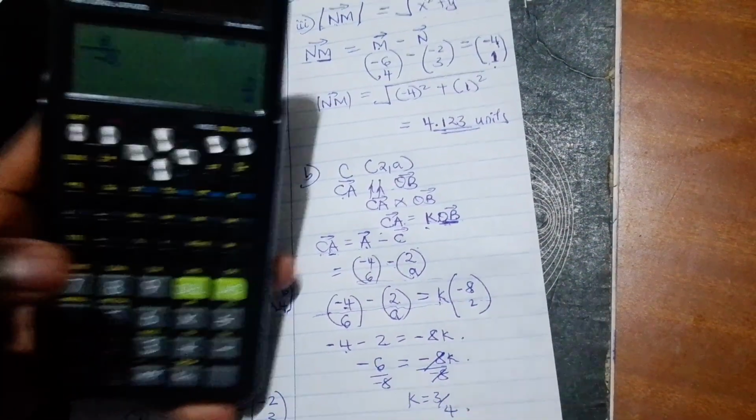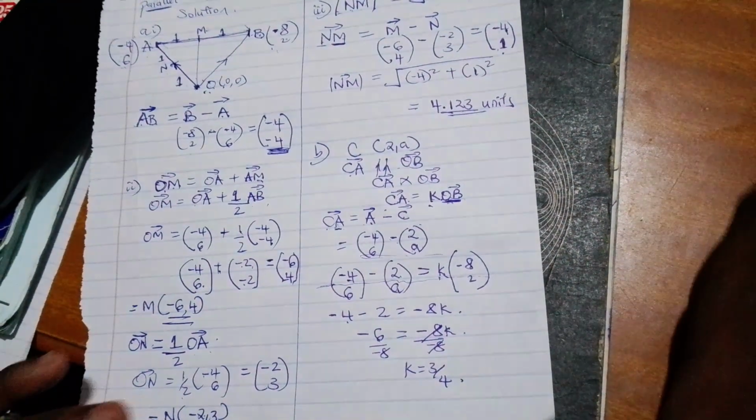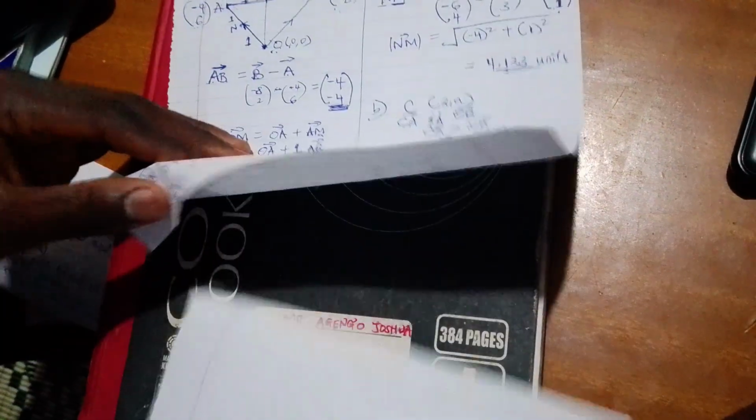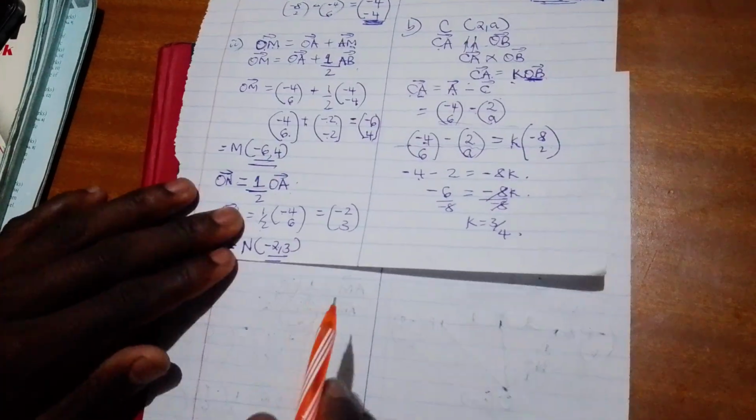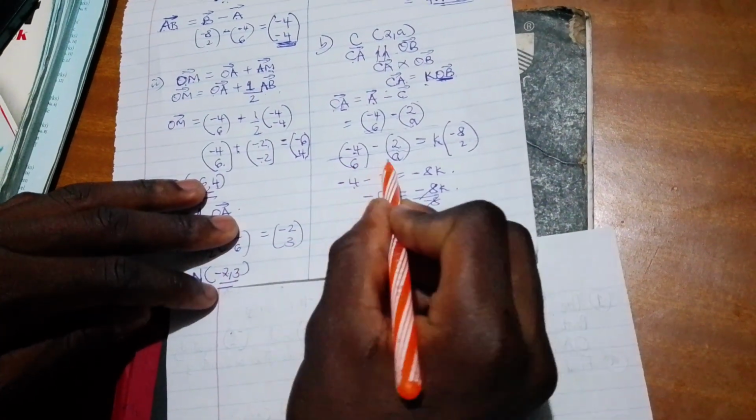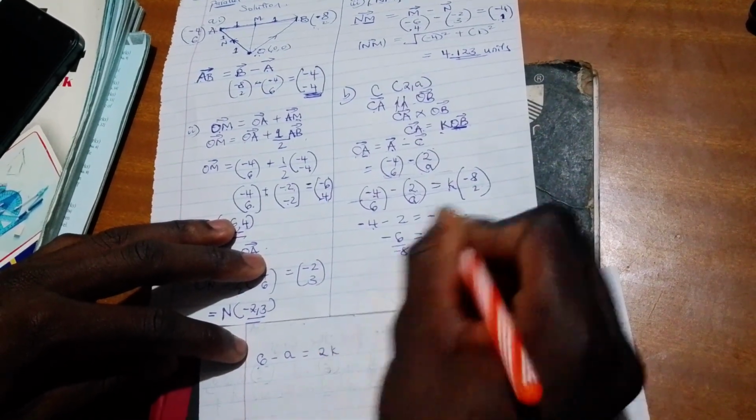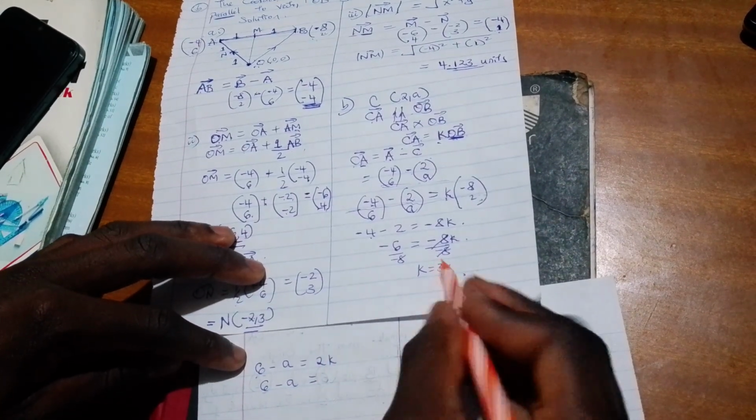But remember that this K is common. Then I equate the ones at the denominator position as well. So the ones at the denominator: 6 minus A is equal to 2K. Remember that K times 2 is 2K. But because these vectors are parallel, already we have K as 3 over 4. So 2 times 3 over 4.